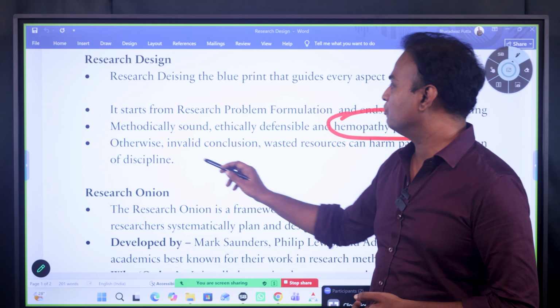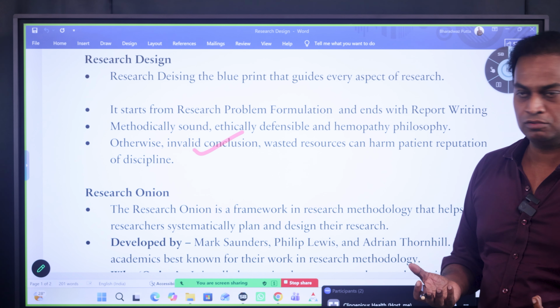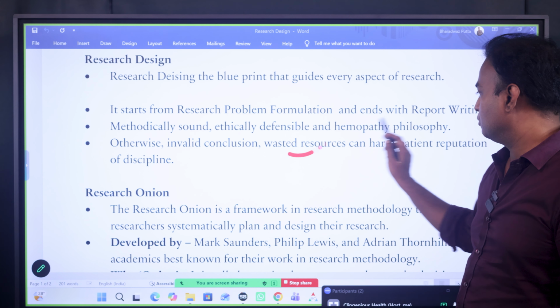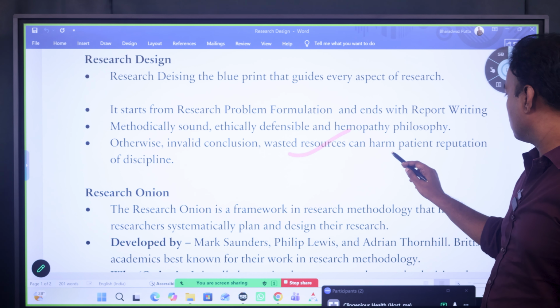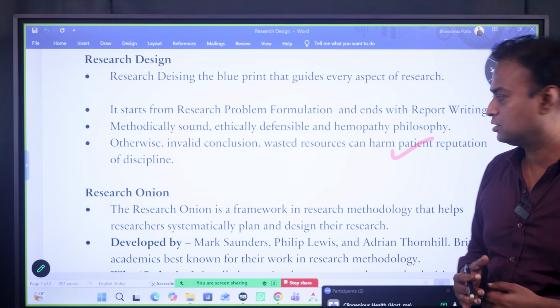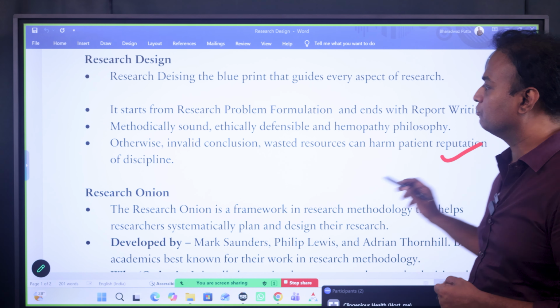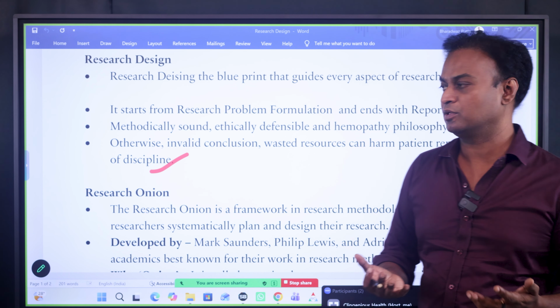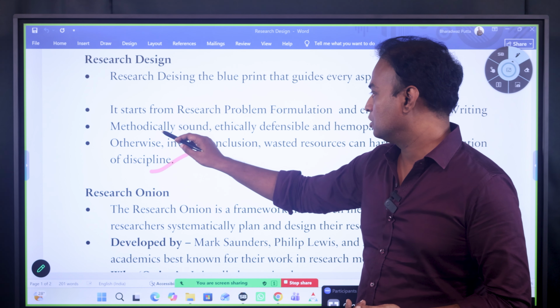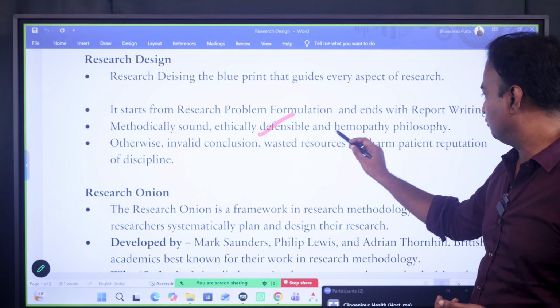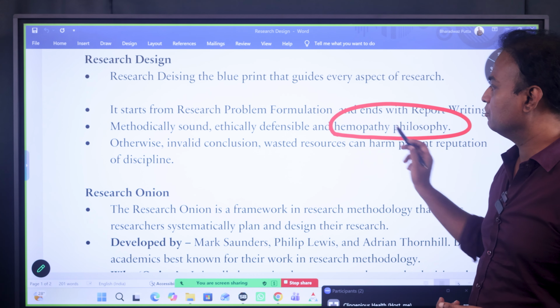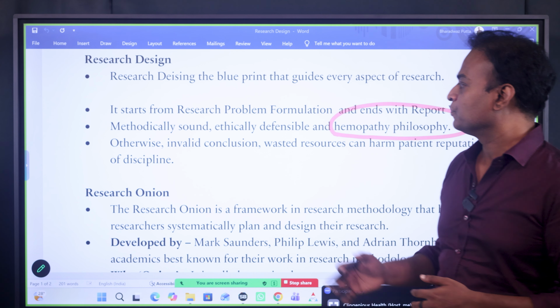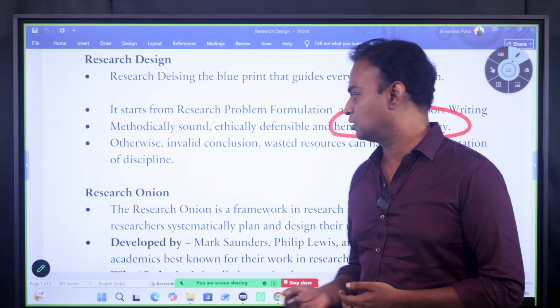Otherwise, what happens? Invalid conclusions. You will not be able to conclude the research. Wastage of resources can harm participants. It will harm the patients, or it will harm the reputation of the discipline as well. Homeopathy entirely can be blamed if this is not methodologically sound, ethically defendable, and incorporated in homeopathic philosophy. That can happen if you don't do it in a correct way.